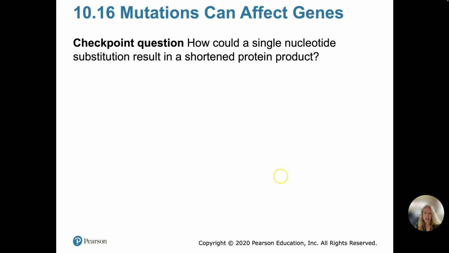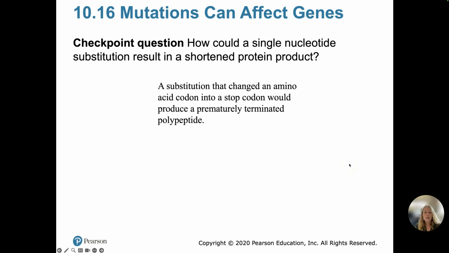So our final checkpoint question: how could a single nucleotide substitution result in a shortened protein product? Take a second and think about this, and then we'll come back together. If you said a substitution that changed an amino acid codon into a stop codon would produce a prematurely terminated polypeptide, you would be correct. These premature stop codons are also very detrimental because the protein is going to be nowhere near functional.